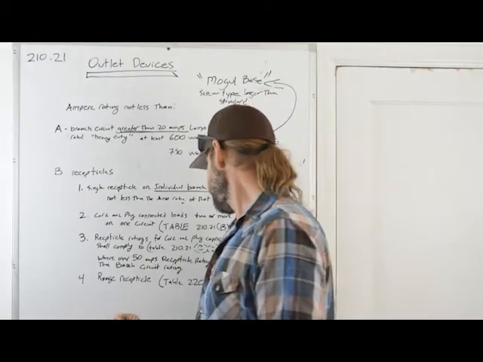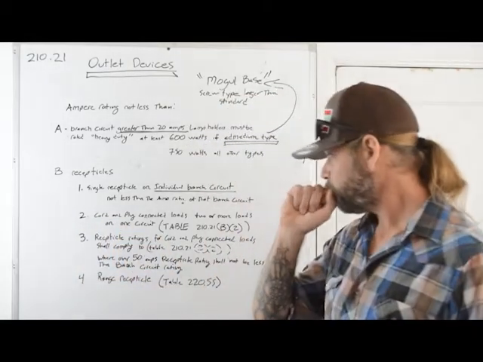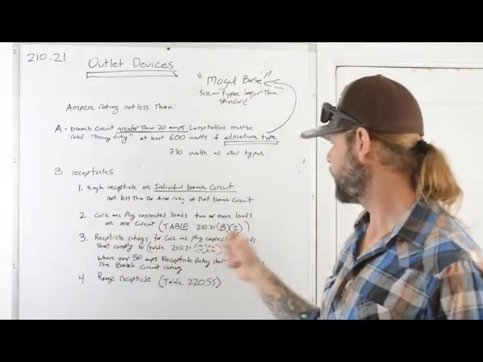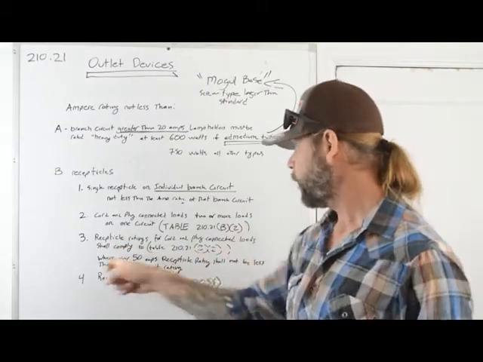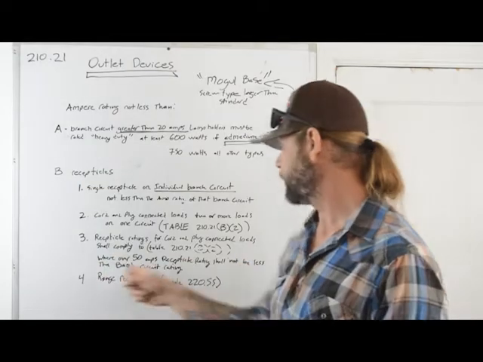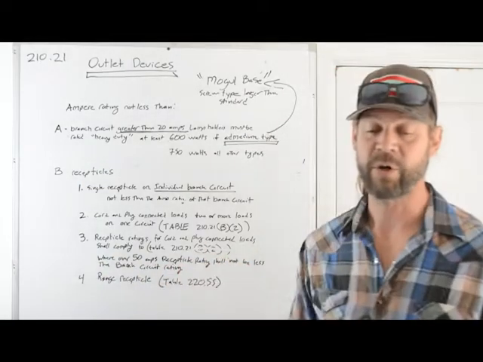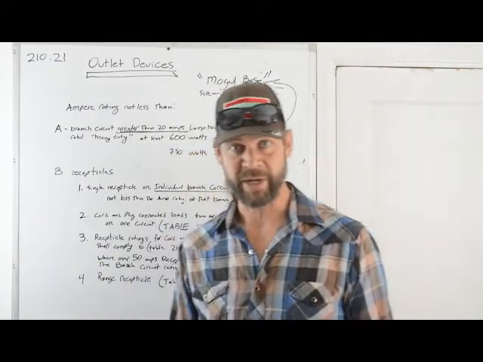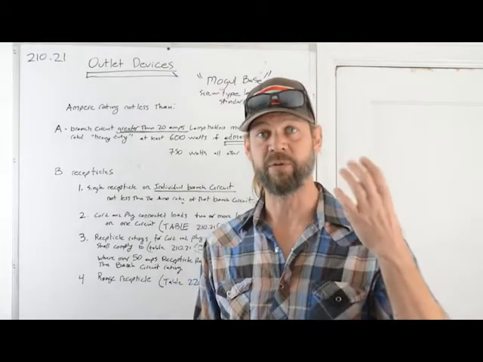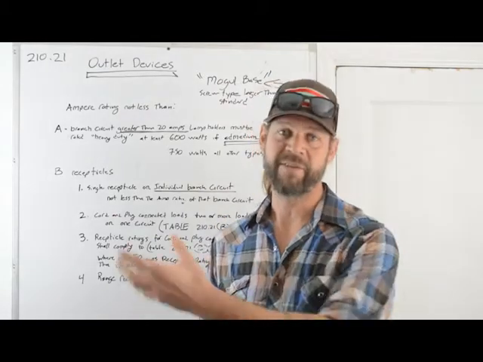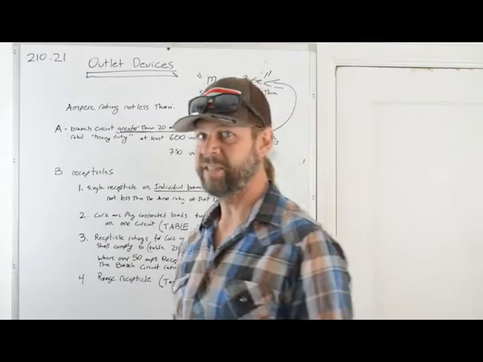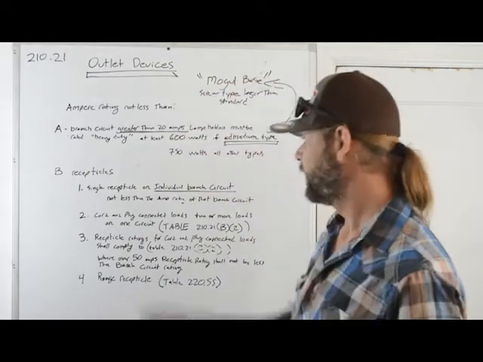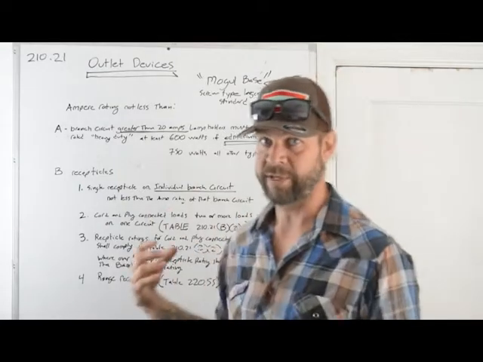Okay. Number 3. Receptacle ratings for cord and plug connected loads shall comply to that same table. Right? Where over 50 amps, receptacle rating shall not be less than the branch circuit rating. So if you have a 50 amp branch circuit, you cannot put a receptacle that is not rated 50 amps on that branch circuit. This lands exactly in line with shall not be less than the rating of that branch circuit.